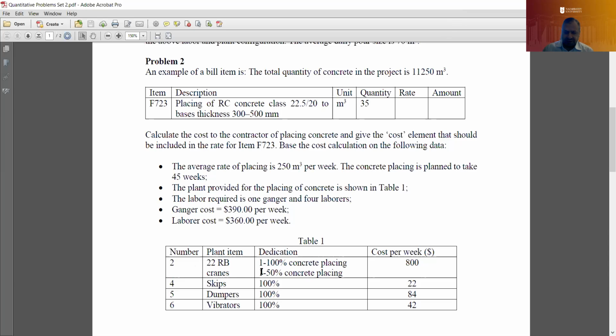For this plant item, there are two cranes. One of the cranes will be used 100% of the time. The other crane will be only used 50% of the time. So when estimating the cost of these cranes, you have to consider this fact.